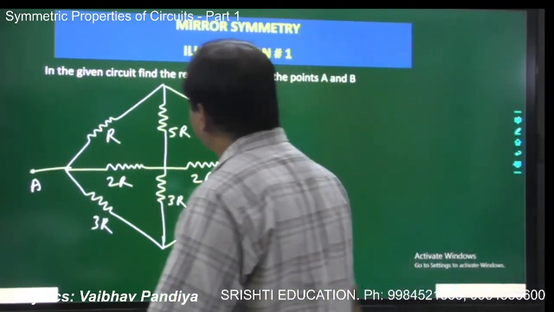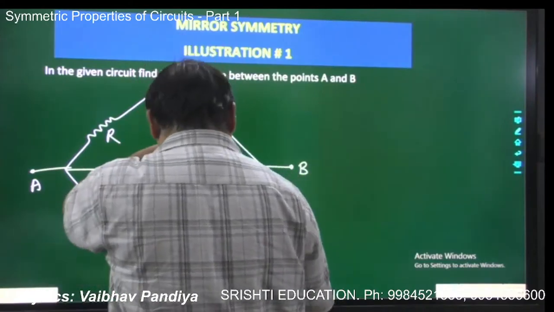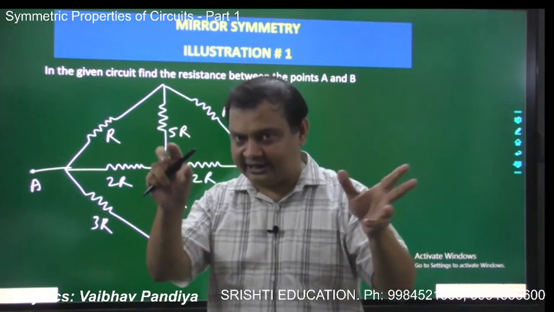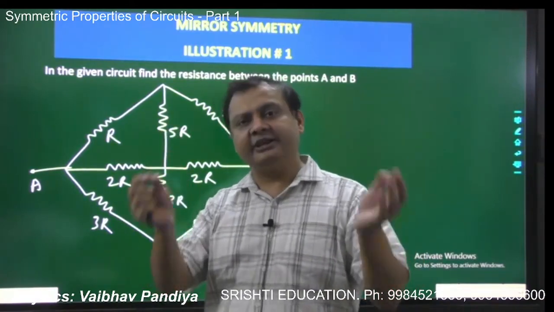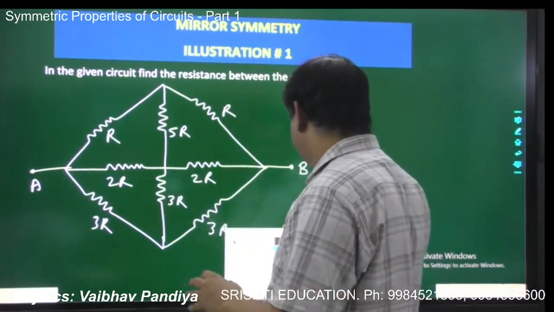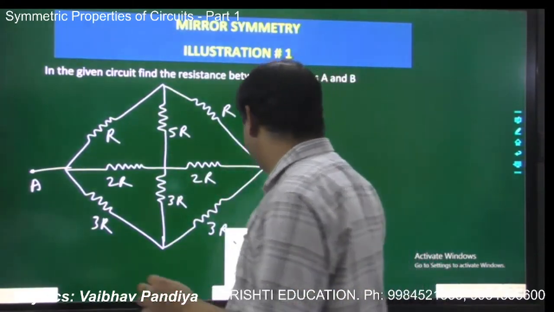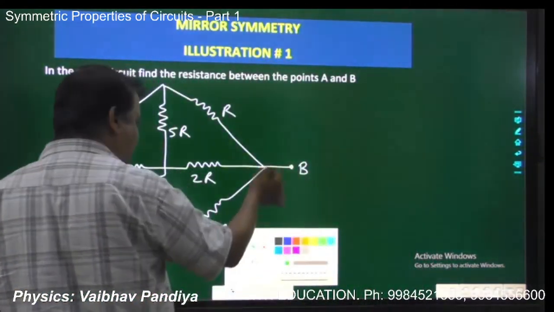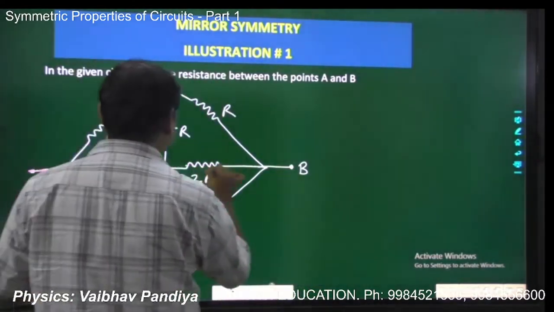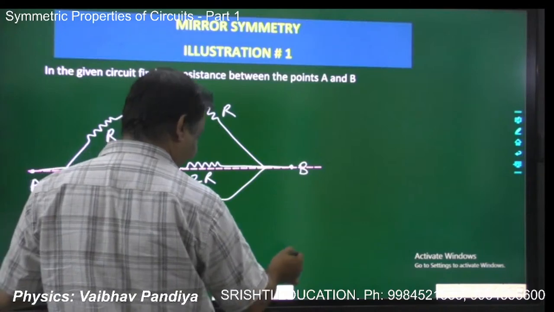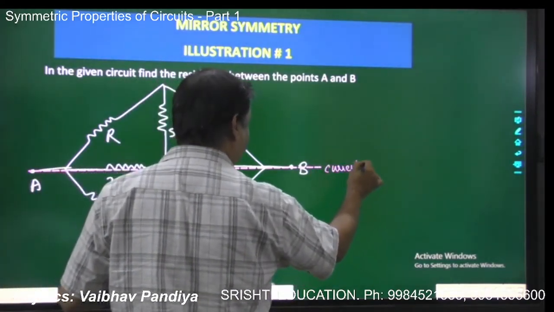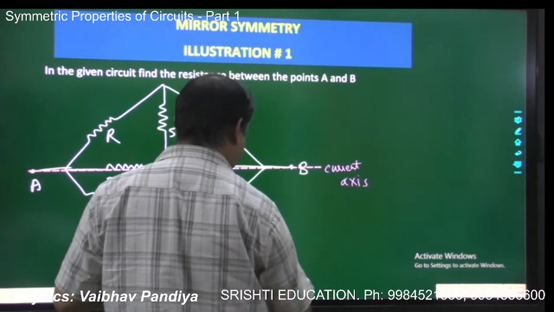Now in the given circuit, find the resistance between the points A and B. When we say between the points A and B, you know the basic: it means if you are bringing a cell, then the cell will be connected between A and B. We need not connect the cell. That is something we will think whenever we are finding the resistance between two points. It means the voltage will be applied between those two target points. So basically, this will be the current axis.